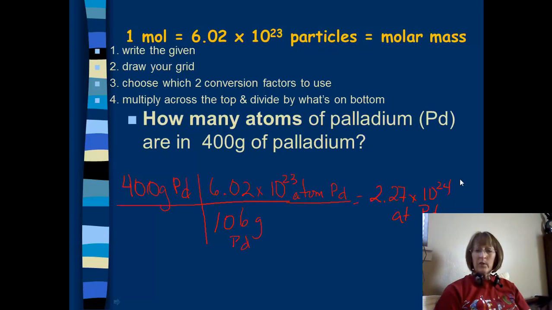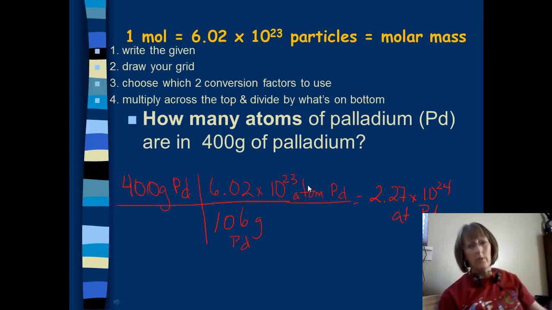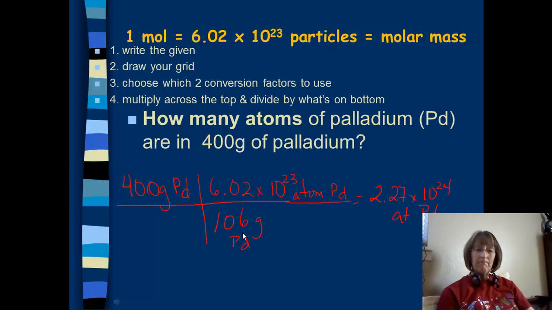Now, if your exponent is off by 1, that probably means you typed in the times 10 when you weren't supposed to. So if you're using that second EE button, it's typing in the times 10 for you. Okay?